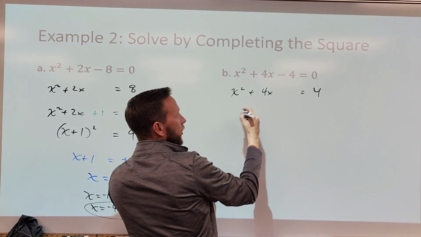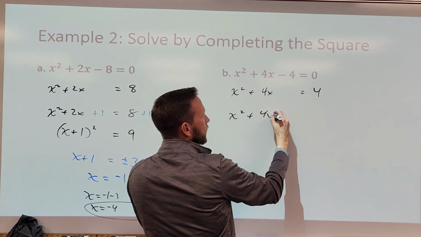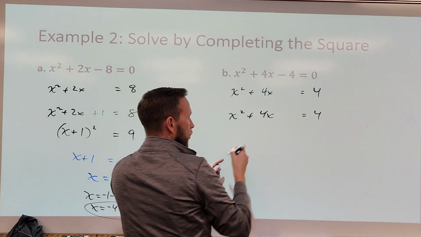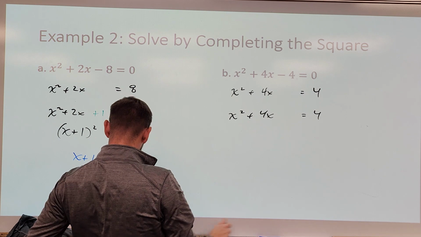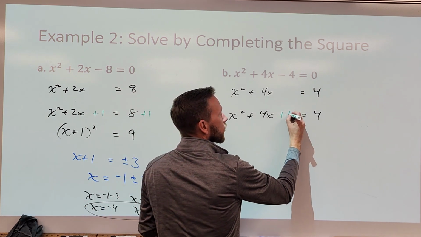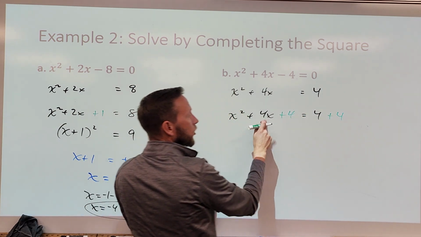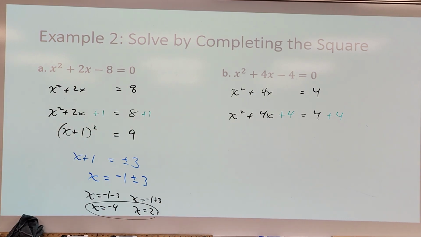And then we're going to cut this number in half. What's half of 4? Half of 4 is 2. What is 2 squared? 2 squared is 4. So I'm going to add b over 2 squared to both sides.